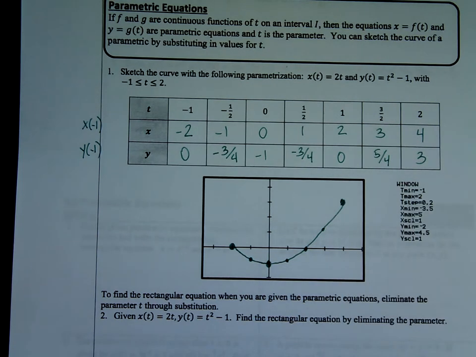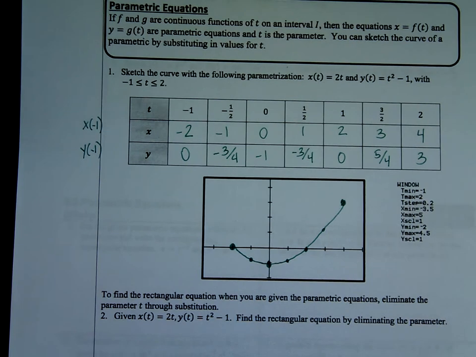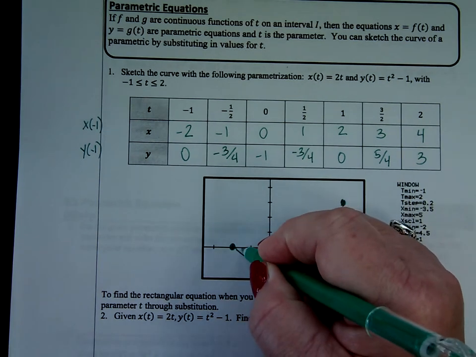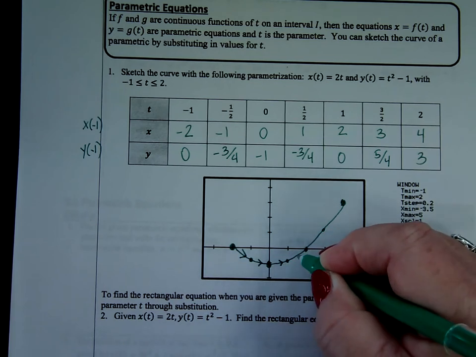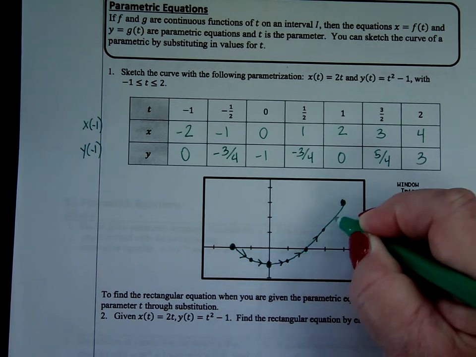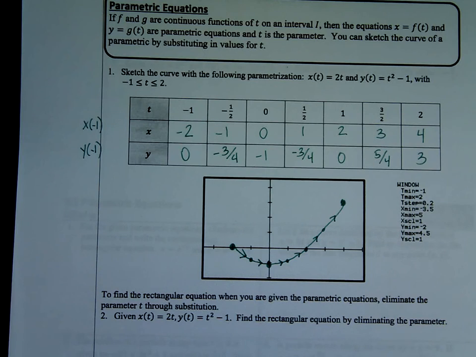Now here's the thing with parametric equations. Direction matters. Where you start and where you stop is actually part of what you're looking at and evaluating. So what we do is we put little arrows along the way to say, oh, this point went to this point, and so forth down the line.